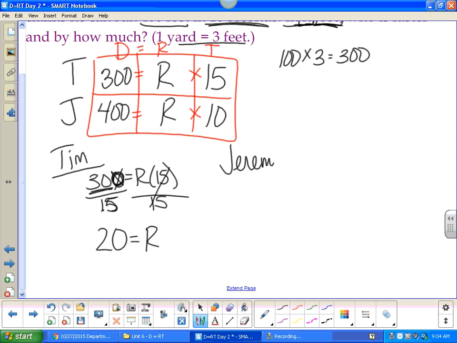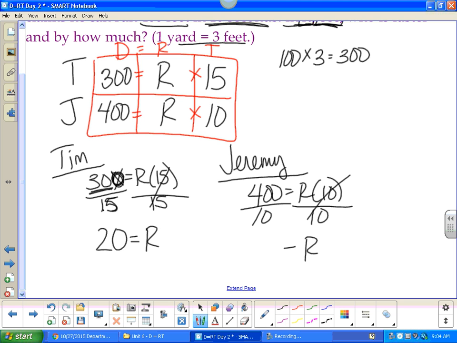Jeremy, this one's easier. Going to divide by 10. If you have trouble with this, you can knock a 0 off because they both have it, and then 40 divided by 1 is 40. Or you could just know that 400 divided by 10 is 40, either way. So who's faster? Jeremy's faster. And he's faster by 20 feet per second.